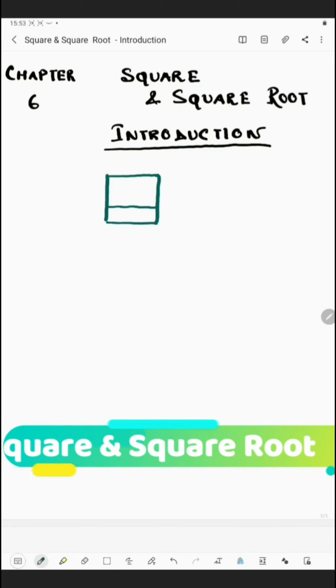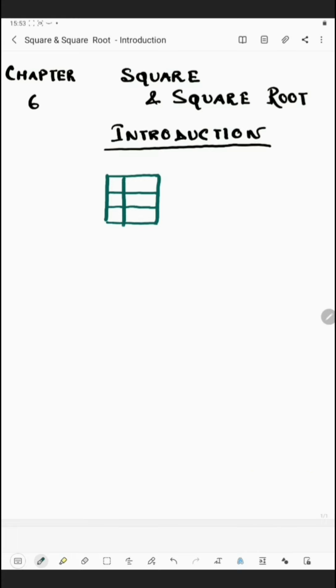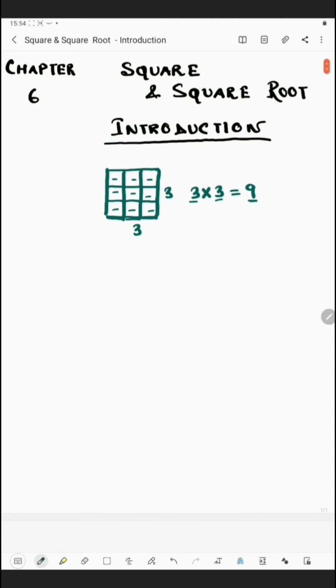So this is length and this is breadth, equal. So if this is 1 unit, then 2, 3, so this is 3 units, and 1, 2, 3, so this is 3 units, then 3 multiplied by 3 is 9. So if you want to count the number of boxes, see 1 2 3 4 5 6 7 8 9, so we have got 9. So 9 is a square number, and how have we got this square number? By multiplying the same number. So here we have multiplied 3 two times to get the square number 9.